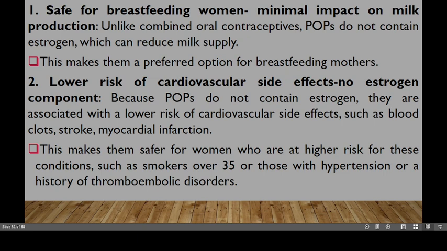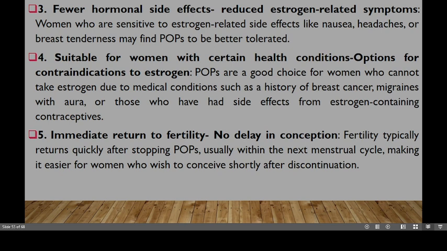There is also low risk of cardiovascular effects because there is no estrogen in POPs, right? Because POPs do not contain estrogen, they are associated with the low risk of cardiovascular effects such as blood clots, stroke, and myocardial infarction. This makes them safe for women who are at higher risk for those conditions, such as smokers over 35, or those with hypertension or a history of thromboembolic disorders.